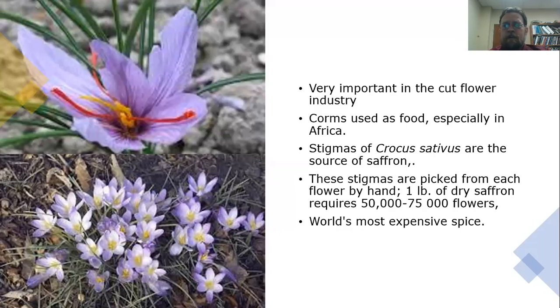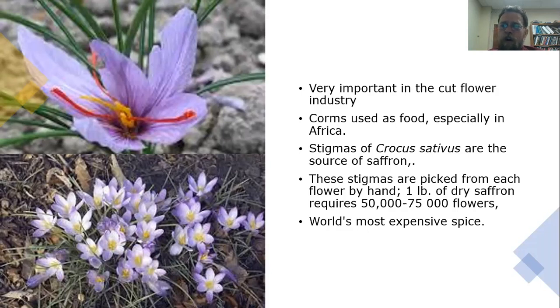An interesting member of this group is the spice saffron, and the spice saffron is the world's most expensive spice. You can see a picture up there in the top of a saffron flower, and the bit that is harvested is the stigma. So that's the red bit that you see there.